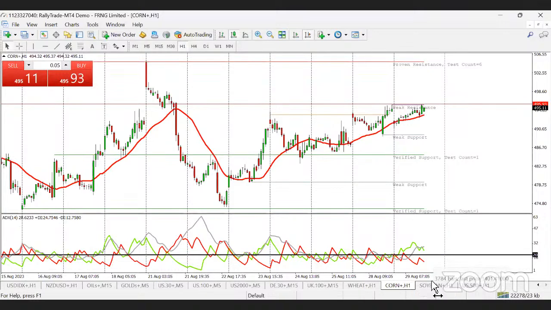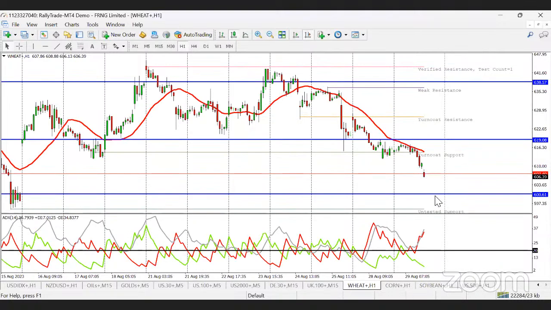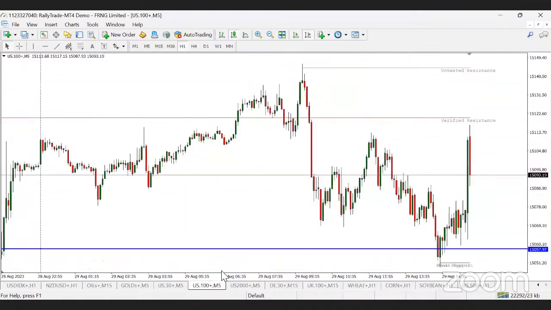But for corn, you don't need to stay long. For soybean, of course, you don't need to stay long. But for wheat, yeah, it's actually going to be a longer kind of sell for today. All right, so I think that's basically all we're going to be looking at for today.